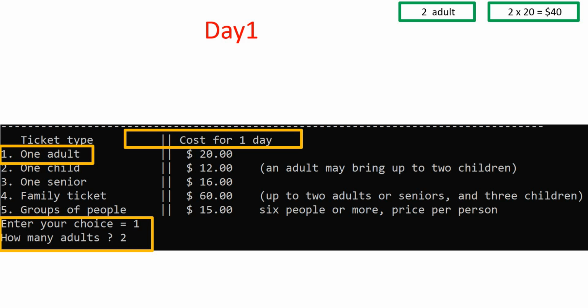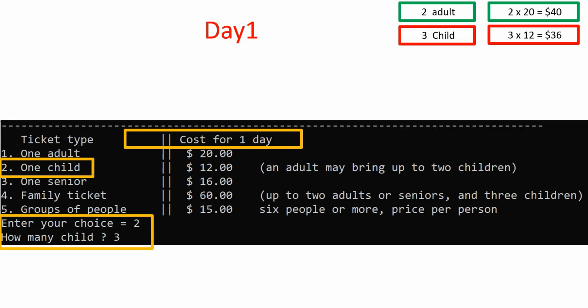Okay, these are the costs for 1 day. Option number 1, that is adult. How many adults? 2 adults. Now I'm going to enter number of children 3, and 3 times 12, it means it will give me $36. Cost for 1 day. Now the option is for the children. How many children? 3 children.